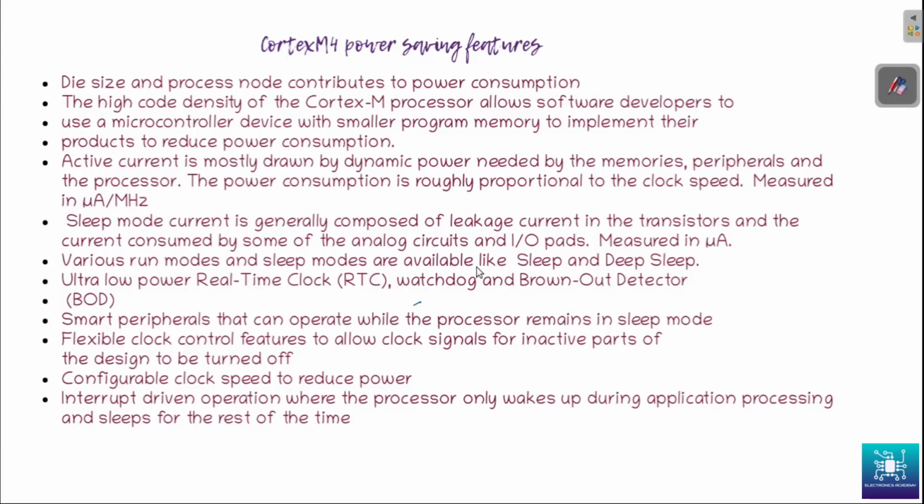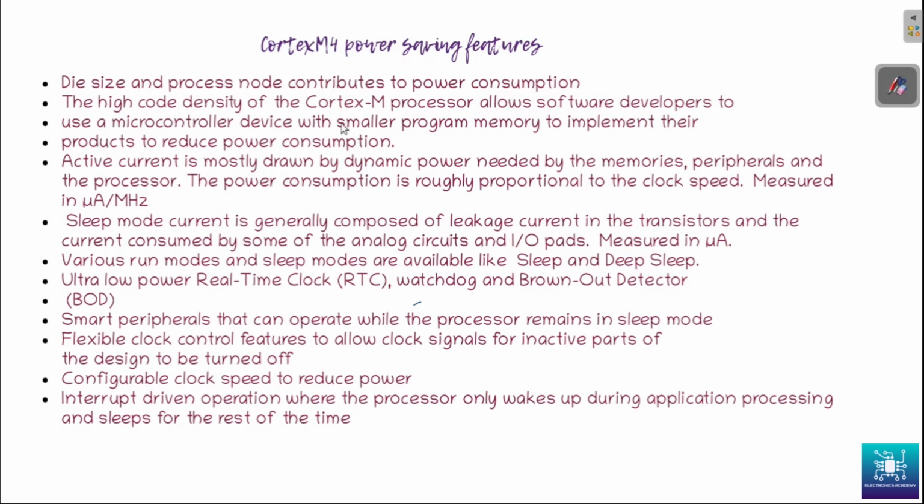Now, Cortex M4 has various power saving features. The first point is not exactly a feature, but it's a fact that the die size and the process node contribute to power consumption. That is, if you have a 14 nanometer process node, it will definitely consume less power than, say, a 32 nanometer process node, because the transistors are going to be smaller. If the transistors are smaller, then the power consumption is lesser. But of course, a smaller die size or smaller process node has other complications, but let's not get into that. So that is one fact we have here.